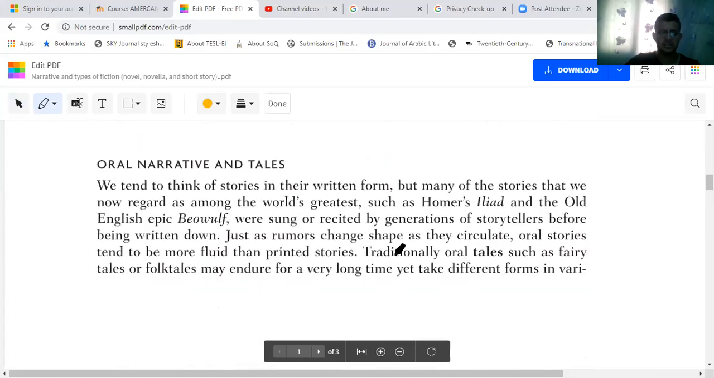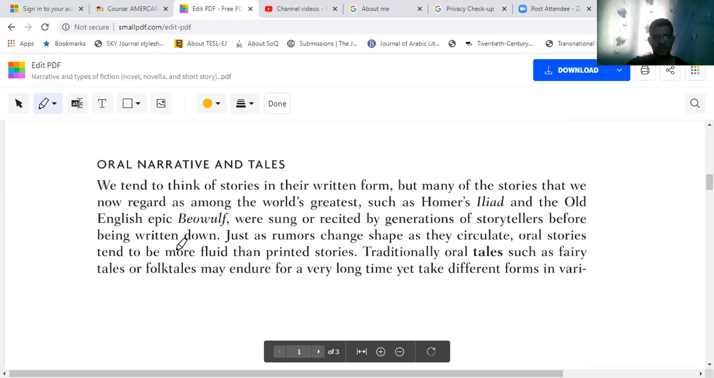Okay, now here is what is important here. Oral narrative and tales. What is the difference between oral narrative and tales? We tend to think of stories in their written form, but many of the stories that we now regard as among the world's greatest, such as Homer's The Iliad and the Old English epic Beowulf, were sung or recited by generations of storytellers before being written down.